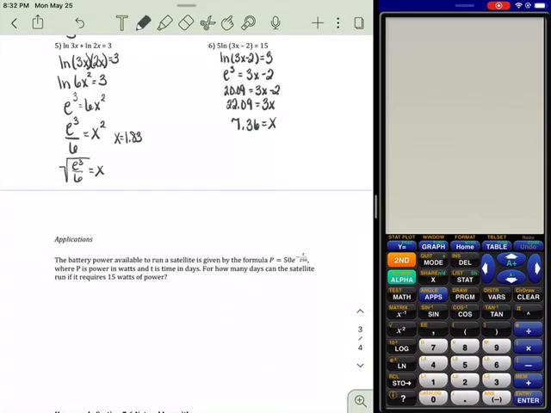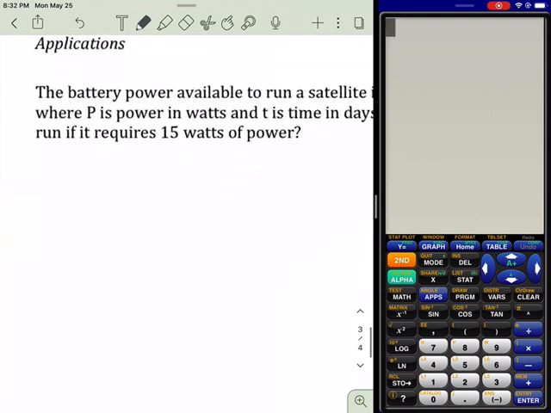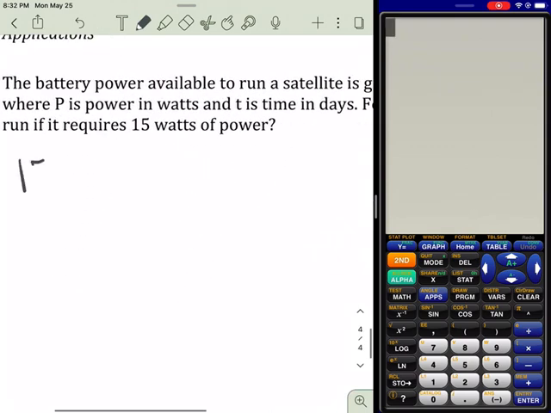Okay, so here we have our application problem. The battery power available for running a satellite is given by the formula P equals 50 e to the negative t over 250, where P is the power in watts and t is time in days. So for how many days can the satellite run if it requires 15 watts of power? Basically the only information I know is I got 15 watts of power, and that's going to go in for P. So we got 15 is equal to 50 e to the negative t over 250.